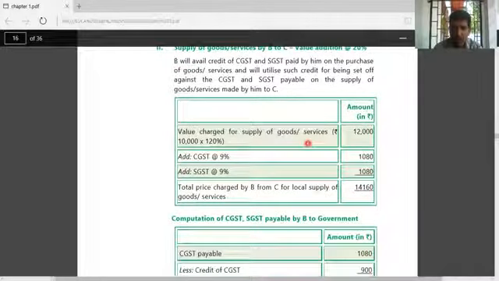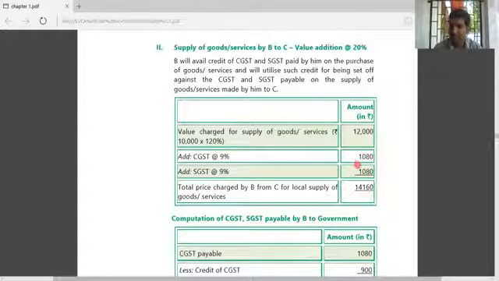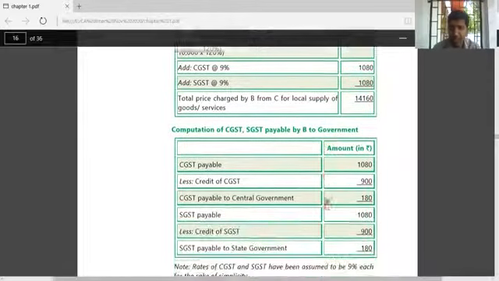And on this 12,000, again it is an intrastate supply. He charged GST. How much? 9% CGST, 9% SGST. Total 14,160. So this is stage 2. In stage 2, how much is he required to pay to the government?